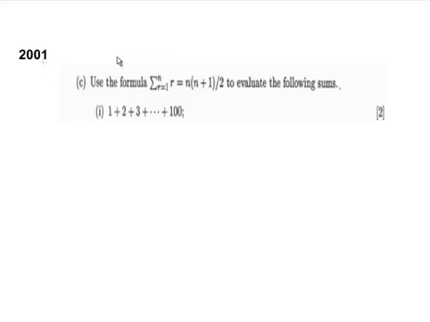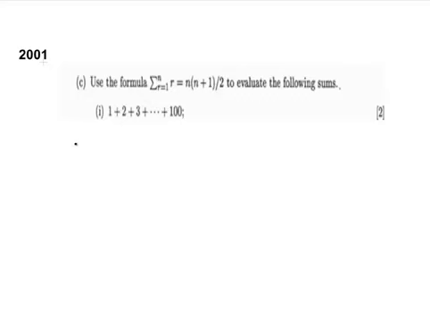So in this presentation we're going to look at summations. Now this is a question from 2001. Now in the study guide there are three important summations that are required, and this is the second of those summations. So there it is, and so how we're going to use this is as follows.